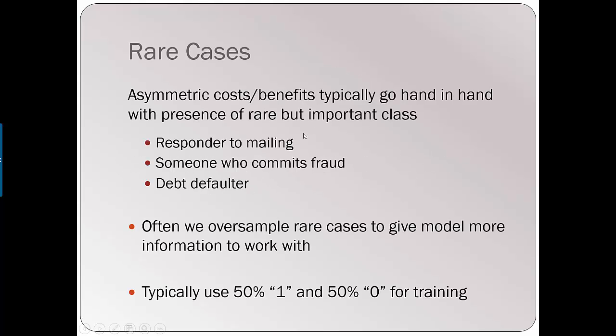So rare cases, okay, so some examples, responders to mailing. So you send out mailers and only 1% of them respond. So that is a rare case. So some the fraud and fraudulent transactions. So these are rare cases. So if you go by the naive method, then you will classify everybody as legitimate, every transaction as a legitimate transaction. You won't catch anybody. So in those cases, you have to do oversampling. So typically use 50% of ones and 50% of zeros, even if the underlying data has very few ones, right? So that's oversampling.